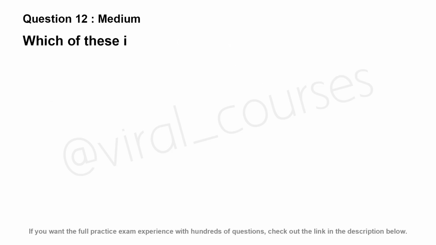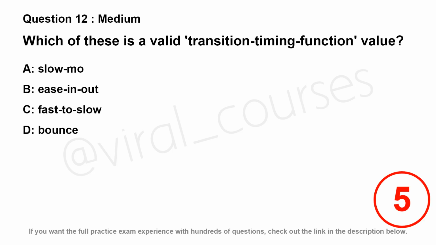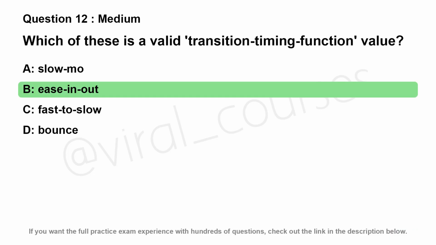Which of these is a valid transition timing function value? Option A, slow-mo. Option B, ease-in-out. Option C, fast to slow. Option D, bounce. The correct answer is B.